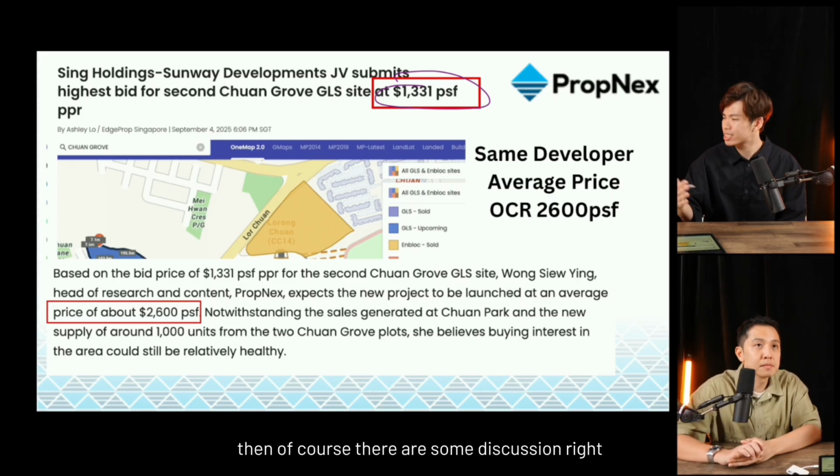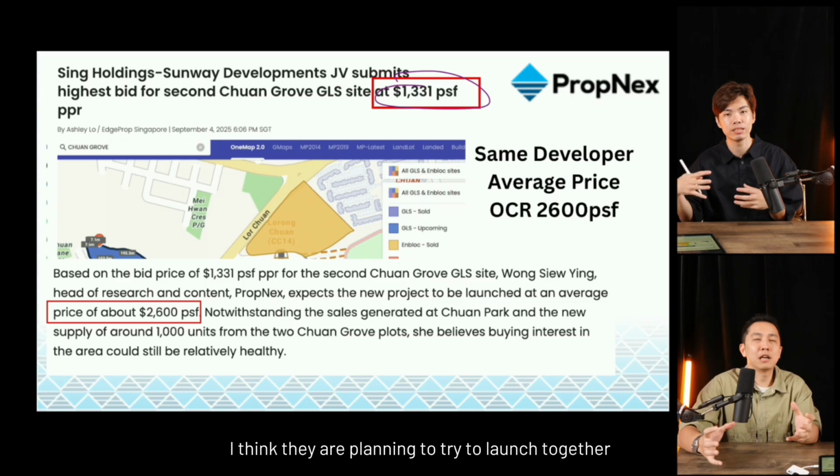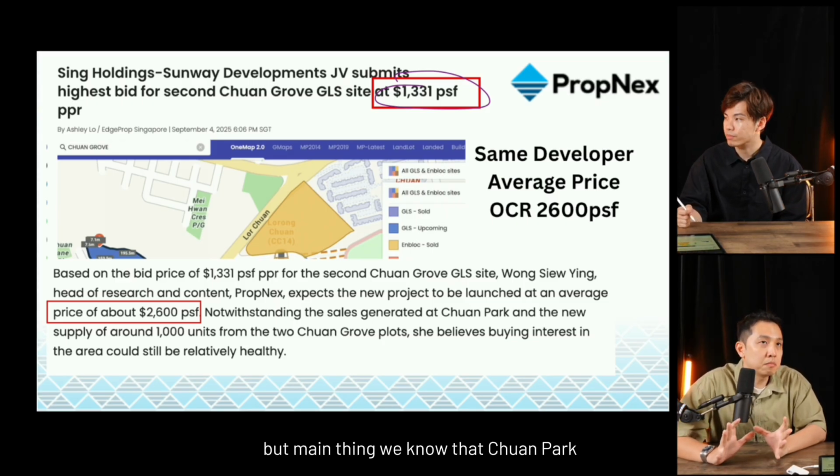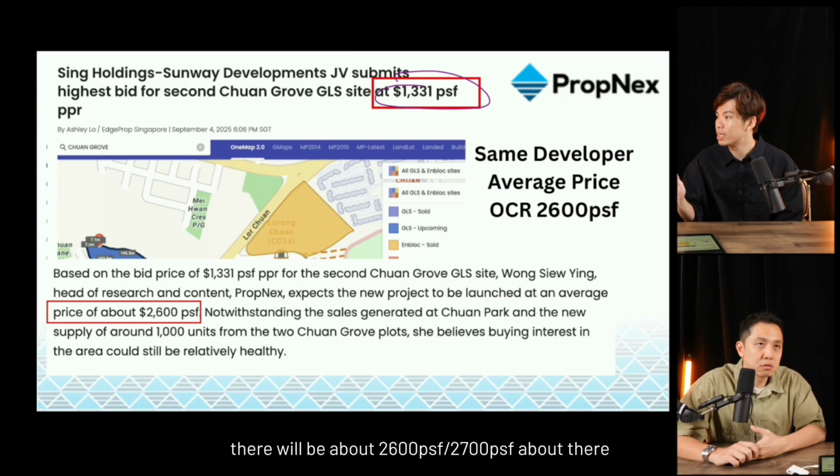Then of course there is some discussion, right? I think they are planning to try to launch together. Yeah, then I don't know. But the main thing we know is that Chuan Park will be about 2,627, about there lah.